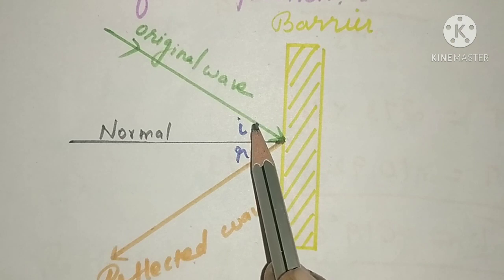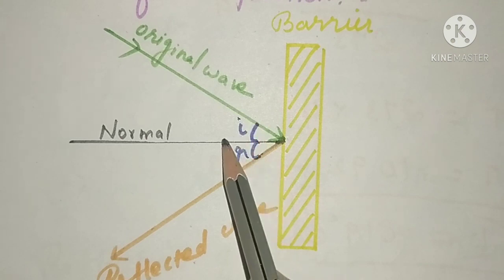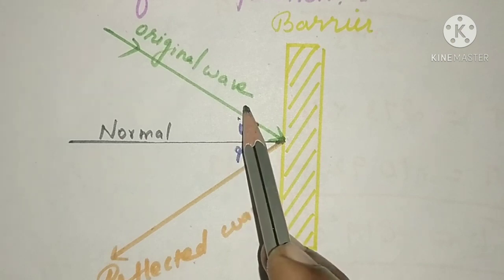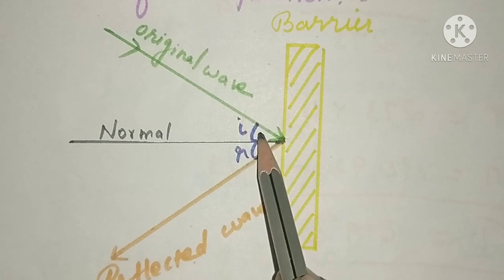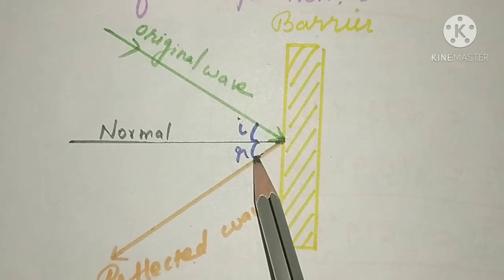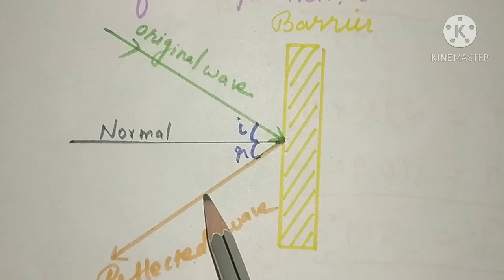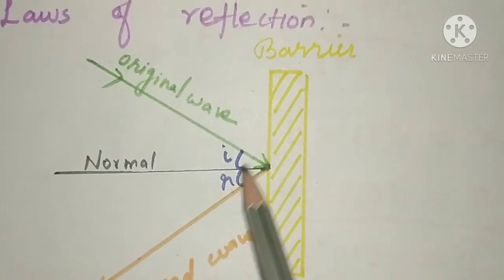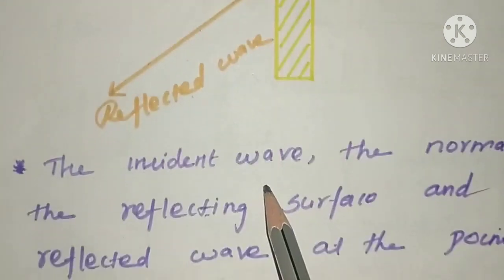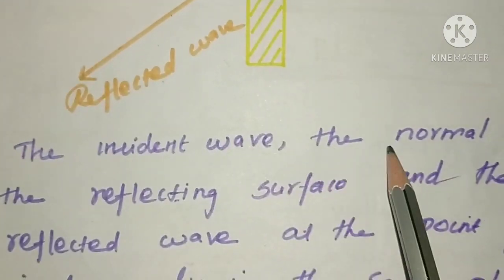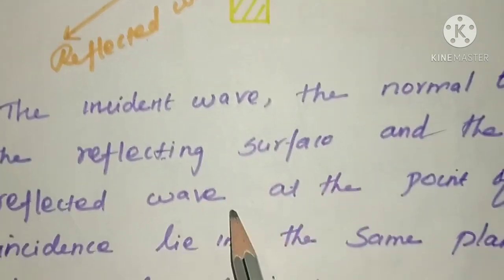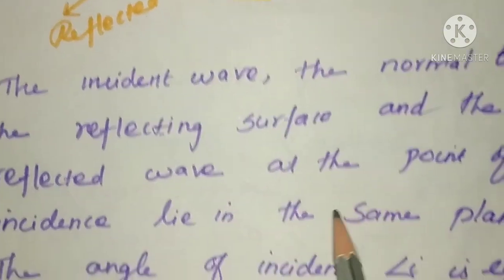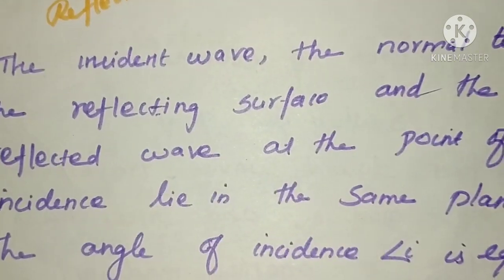Here, the angle between this normal line and the original wave, or the incident wave, is called the angle of incidence. And the angle between the reflected wave and the normal is called what? Reflection. Here two laws are there. The first law states that the incident wave, the normal to the reflecting surface and the reflected wave at the point of incidence all lie in the same plane.